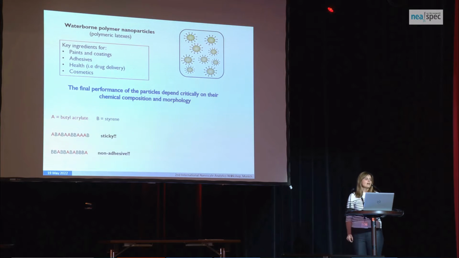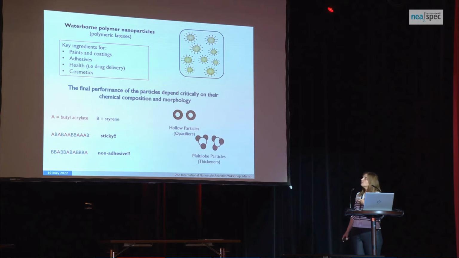For instance, if we have two components, one is a low Tg monomer like butyl acrylate and the other is a hard one like styrene, depending on the composition, we might have a sticky polymer that will be used for an adhesive, or a non-sticky, harder one that will be better for a coating. In the same way, morphology also conditions the application. For instance, hollow particles are preferred for opacifiers, while multi-lobe particles are preferred as thickeners.